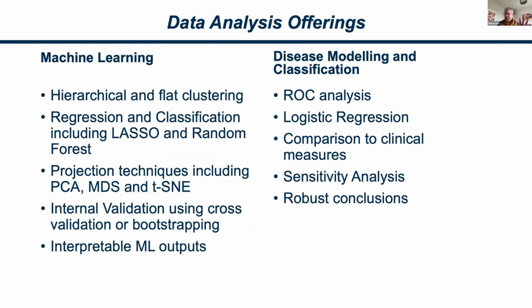Okay, some more of the offerings that we offer here at Surf. In terms of machine learning, we do the whole gamut of orthodox, old-style machine learning type tools. We do clustering, hierarchical and flat, regression and classification of all different types of models that people would want to use. Most of the time, people just like to do simple models such as lasso and so on.